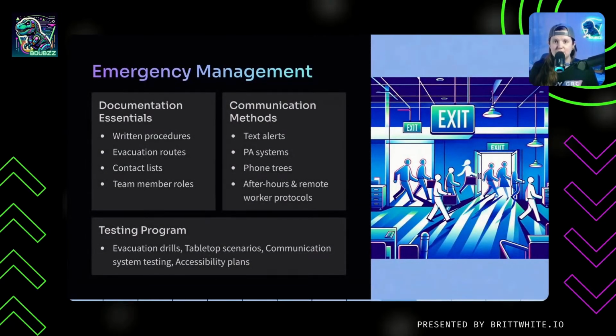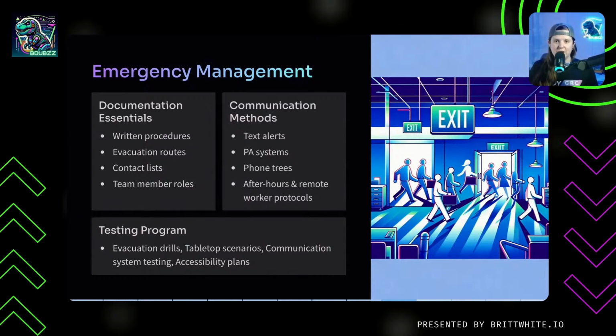Whether your organization is facing fires, floods, or other emergencies, you need a robust plan to protect your team. Here's what matters. First, having clear documentation. This includes written procedures, updated floor plans with evacuation routes, and emergency contact lists. Every team member should know their role.